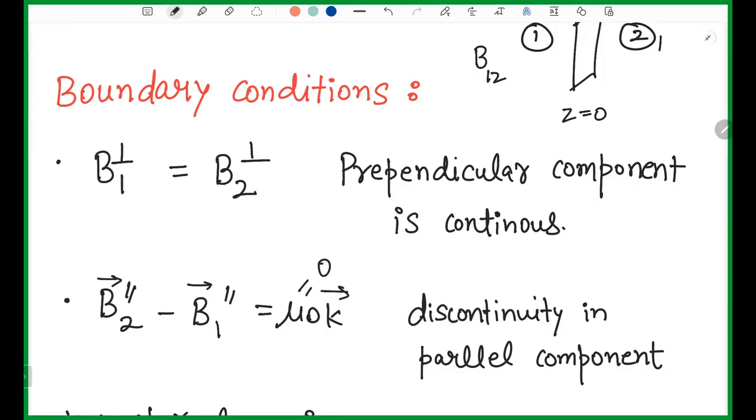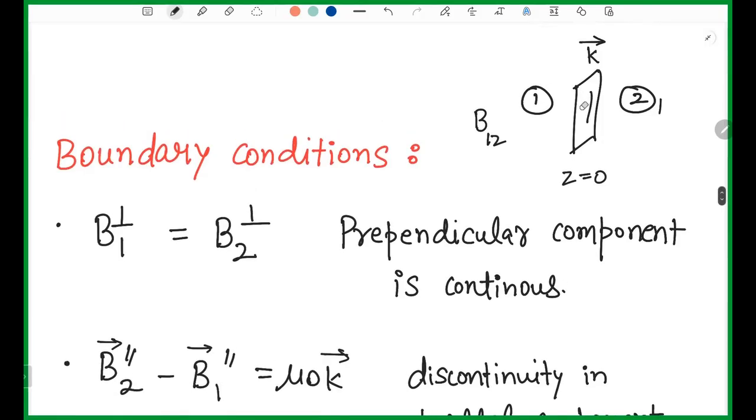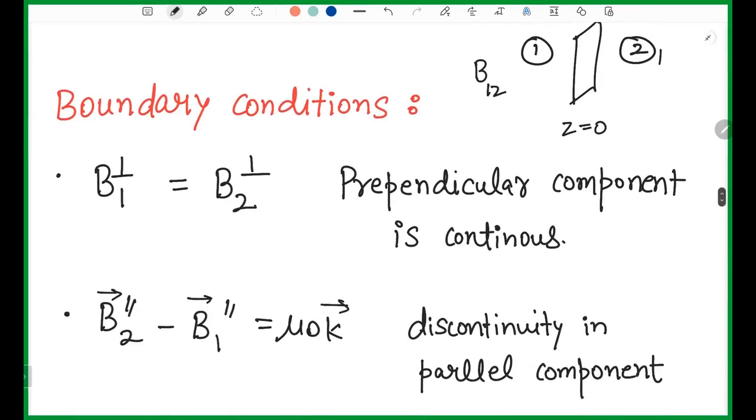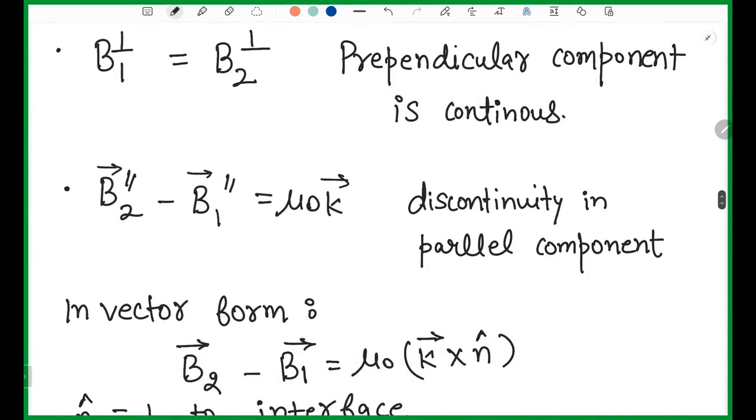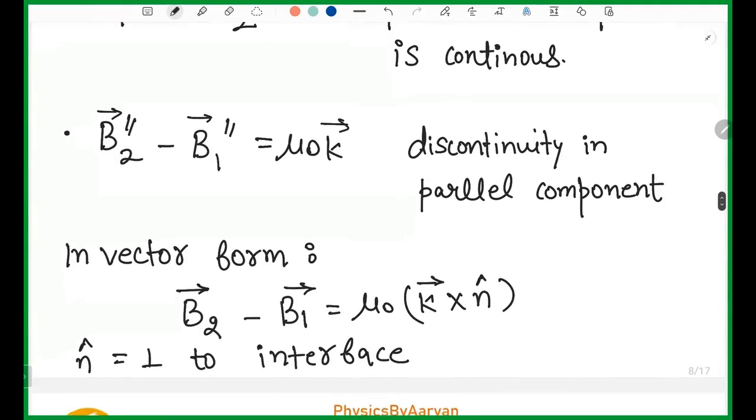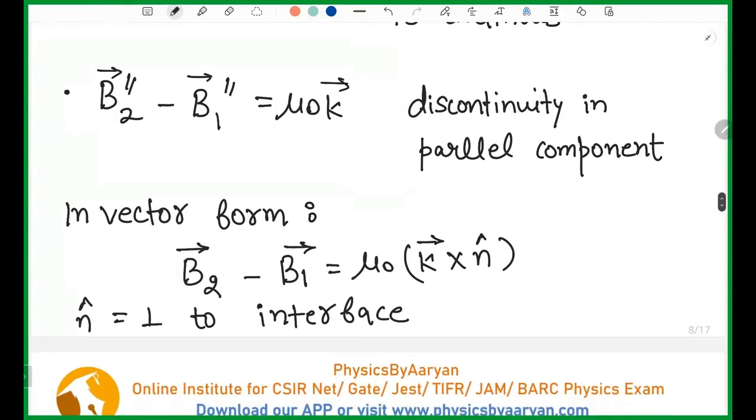But let's say the current is there, so some current is flowing in this boundary. What will happen then? The parallel component of the magnetic field here and the parallel component of the magnetic field here will not be the same. So B2 parallel minus B1 parallel will become mu naught into K vector. If I write both of these properties in one single equation, in vector form, then B2 vector minus B1 vector equals mu naught times K cross n cap, where n cap is the vector perpendicular to the interface. So always remember these three formulas.